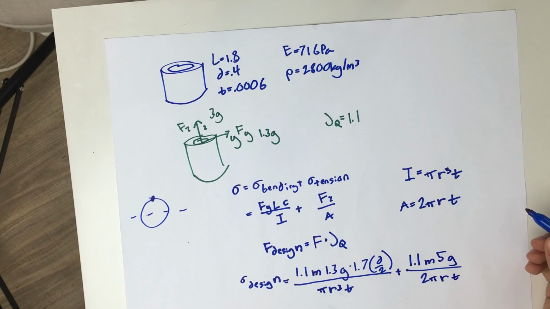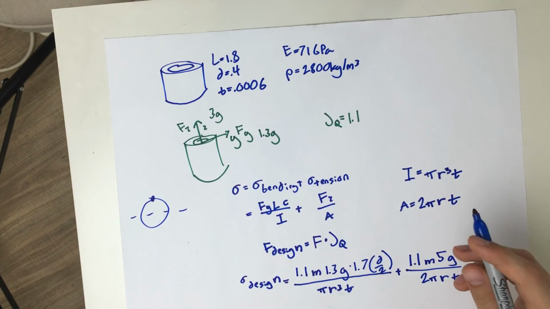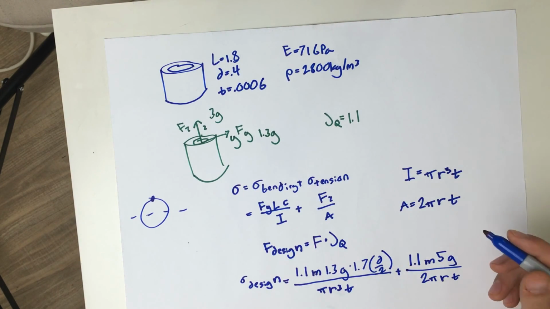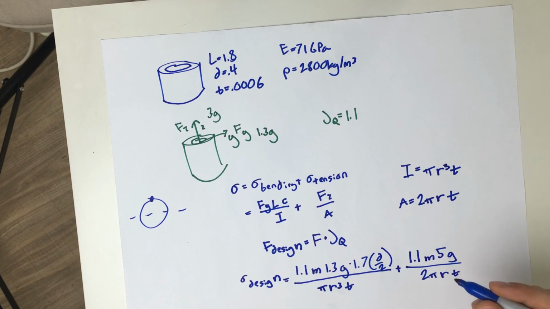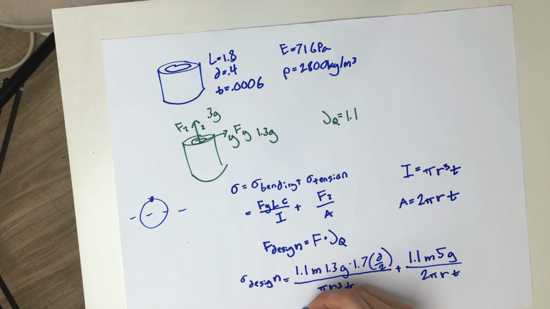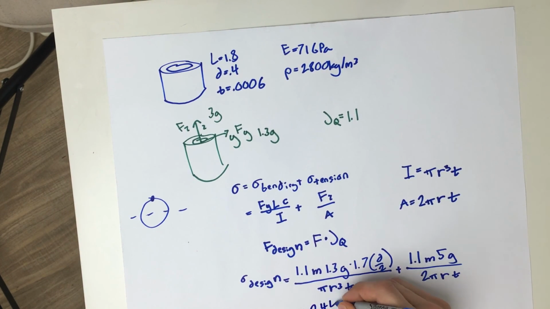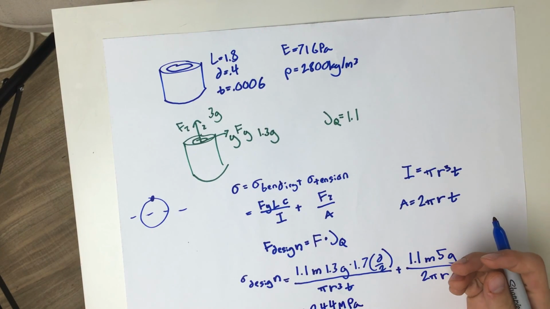Plug all that into your calculator, and you're going to get the maximum design stress considering this design load factor that your spaceship should be able to handle in order to go on the launch vehicle. And that's going to be, once you plug in all your factors, 244 megapascals. There you go.